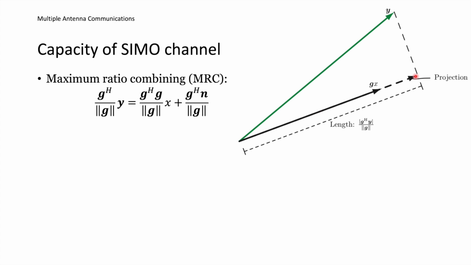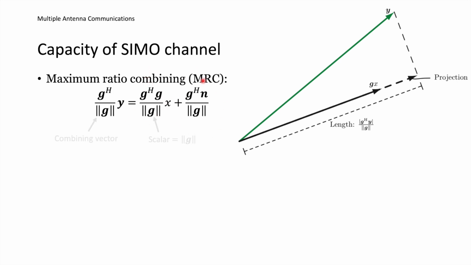An orthogonal projection of y onto g is obtained by taking y, computing an inner product with g, and then we should normalize it as well so that the length of g is not impacting it. Then the absolute value of this will be the length of this projected version of y. And remember, y was g times x plus n, so if we take the inner product with g divided by its norm, which is sort of the direction of g, then we get this factor and we get this factor.